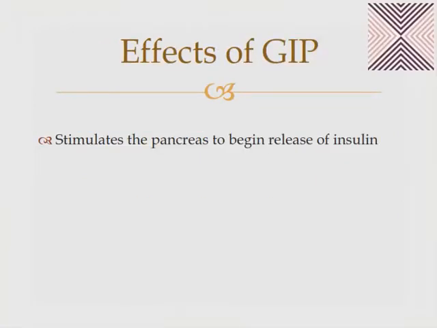So we had one more hormone, which was the GIP. This hormone is stimulating the pancreas to release the insulin. This is a very, very important hormone, as insulin is responsible for the uptake of the sugars from the blood into the cells. So that is again helping in the release of insulin from the pancreas.